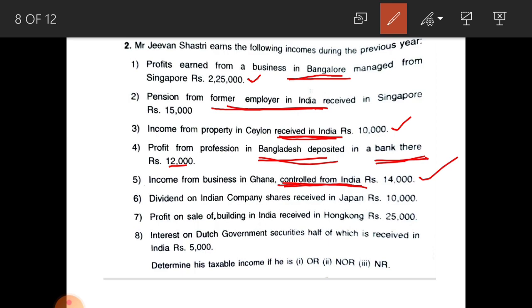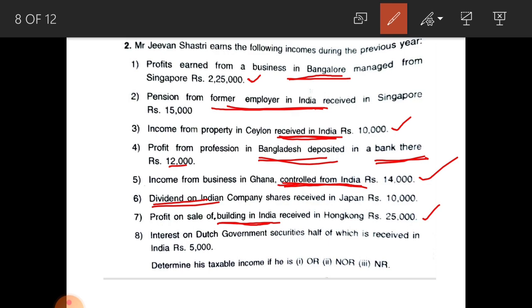Next, see, dividend on Indian company shares received in Japan. Here income is received in Japan but it is dividend on an Indian company. As I explained in the beginning of this session, dividend on Indian company is exempted from tax. So you have to write it as exempted and it is not taxable. Next one, profit on sale of building in India received in Hong Kong. Building is situated in India, that means income is accrued in India. So all three categories, this income is taxable.